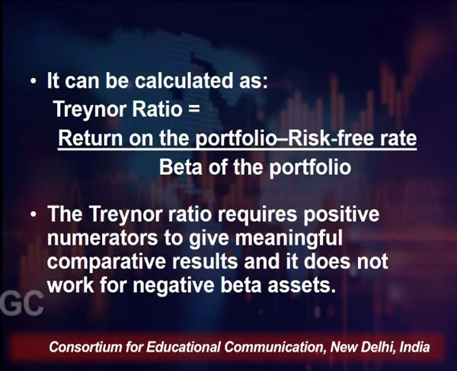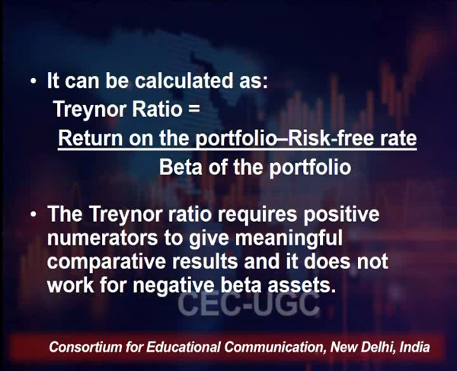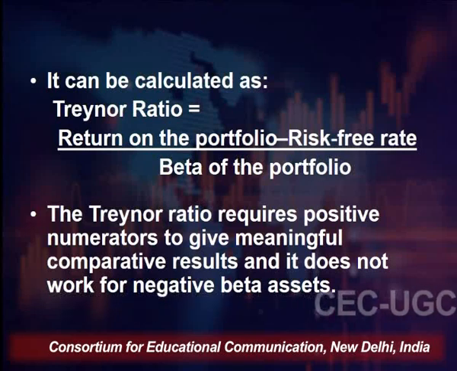The Treynor ratio requires a positive numerator to give a meaningful comparison result, and it does not work for negative beta assets. So when the beta is positive, you calculate the Treynor ratio; it requires a positive numerator to give a meaningful comparison.